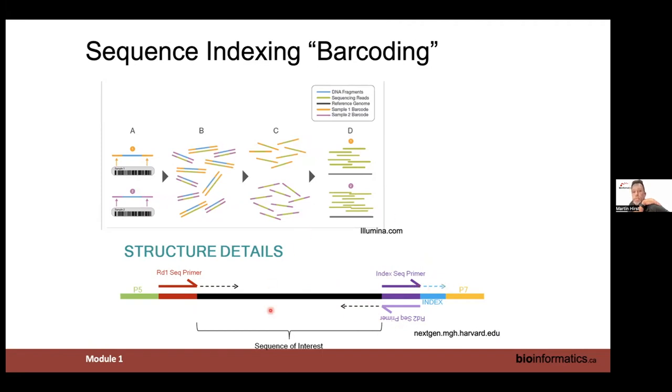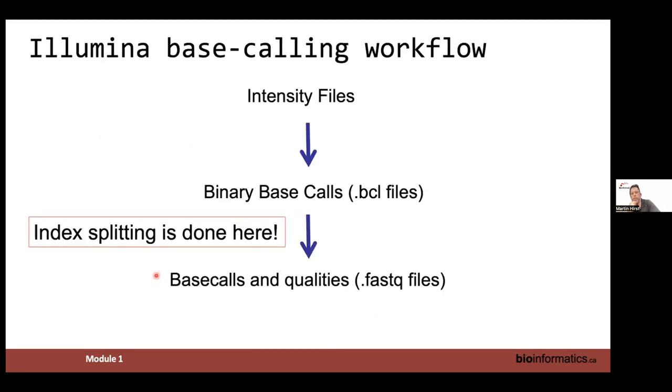And then we strip the entire thing off, and we actually regenerate the cluster. So we do bridge amplification again, and then we read into read two sequencing primer, reading into the opposite orientation. So we're generating multiple individual reads, or multiple individual workflows, that generate multiple FASTQ files, as I'll talk about.